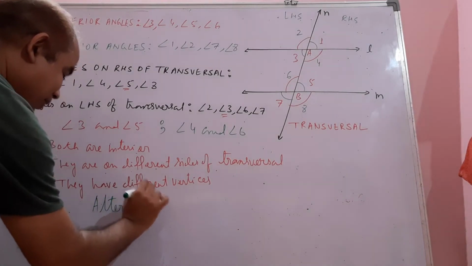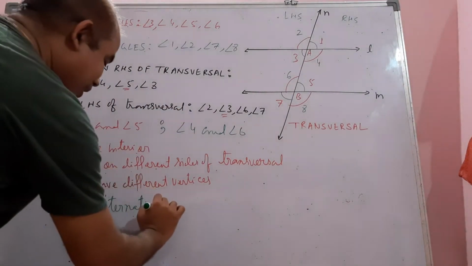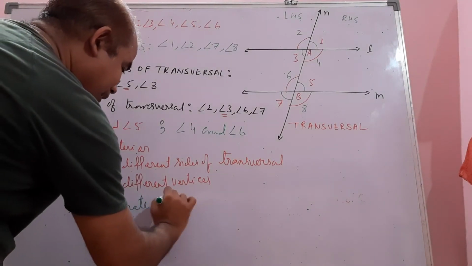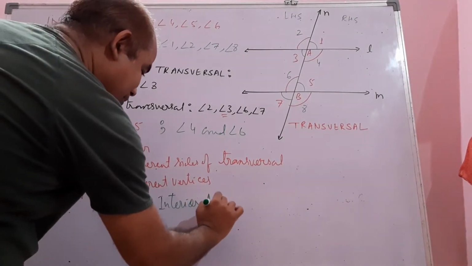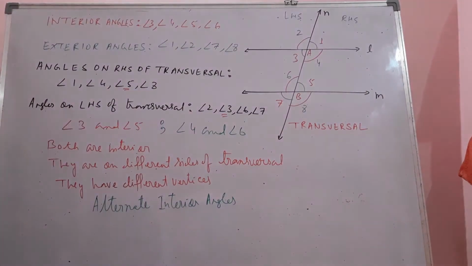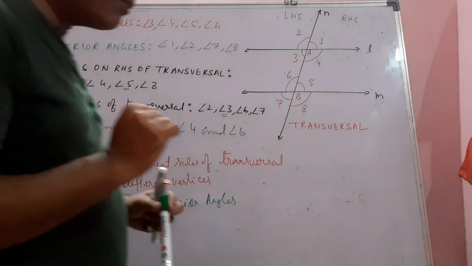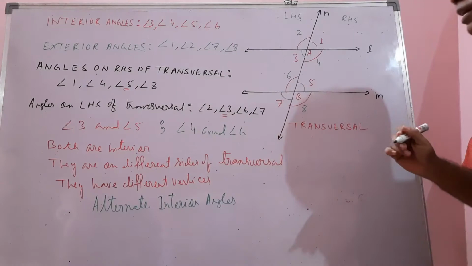Alternate. Why alternate? Because they are on opposite sides. Interior. Alternate interior angles. Now in the diagram it is very easy to find out the alternate interior angles.